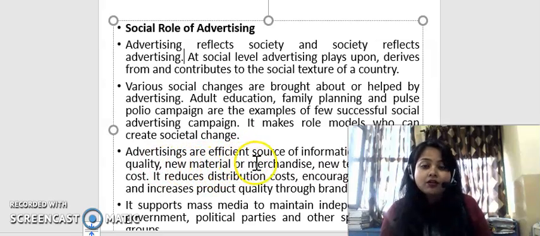Advertisings are an efficient source of information on product quality, new material or merchandise, new technology, and cost. It reduces distribution cost, encourages competition, and increases product quality through brand identity. It supports mass media to maintain independence from government, political parties, and other special interest groups.